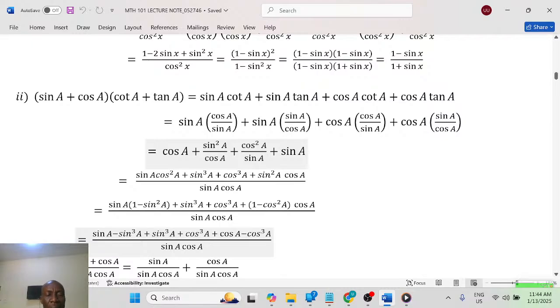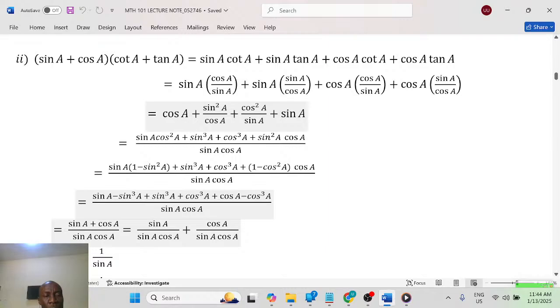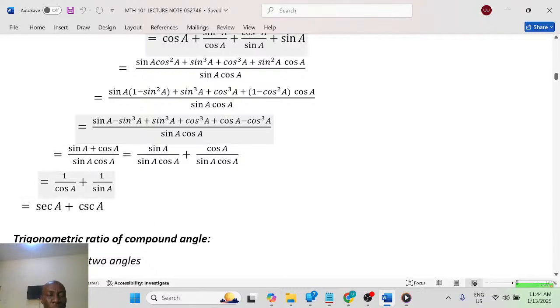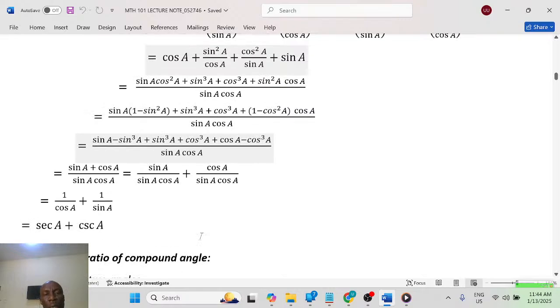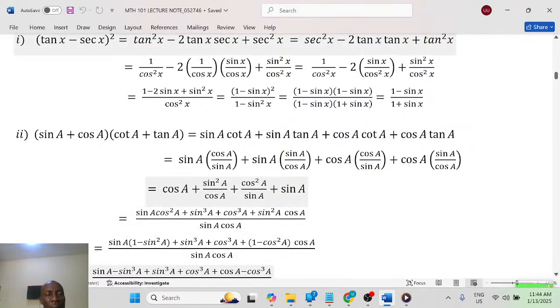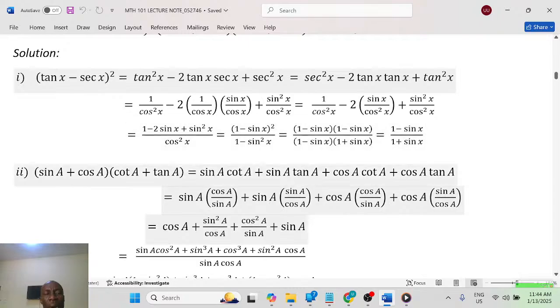Now, divide all the terms in the numerator by the LCM. So that will give us sine a divided by sine a cos a, sine cube a divided by sine a cos a. So at the end of the day, you have (sine a plus cos a) divided by sine a divided by cos a. And this is what resulted in the final answer that we have, 1 all over cos a plus 1 all over sine a. And 1 all over cos a will give us sec a, and 1 all over sine a will give us cosec a, which means that (sine a plus cos a) multiplied by (cot a plus tan a), as we are asked in the question, will give us the required answer.